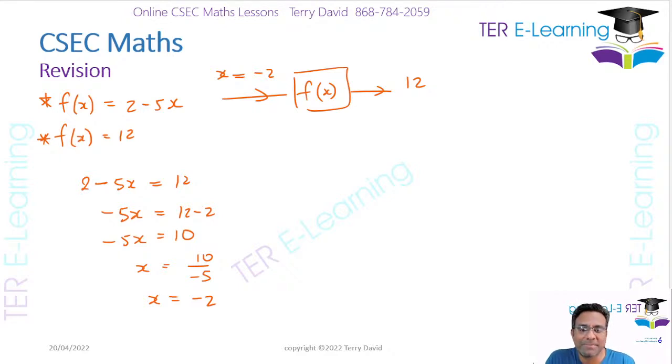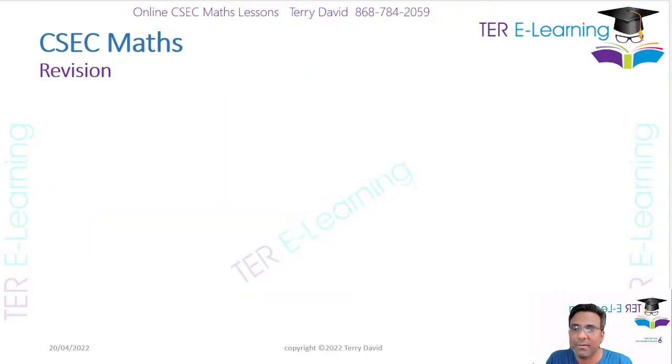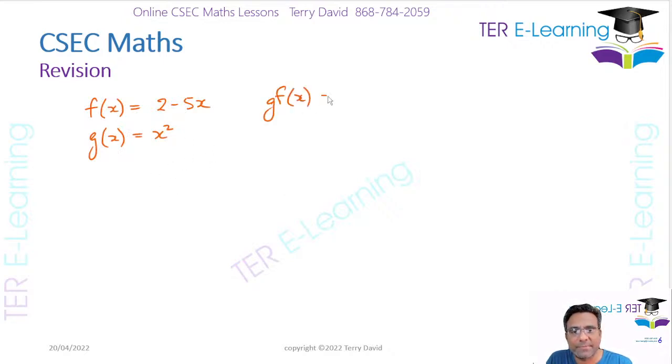So that is part B. Now part C, we want to find g f of x. Again, f of x is equal to 2 minus 5x, and I am asked to find g f of x.